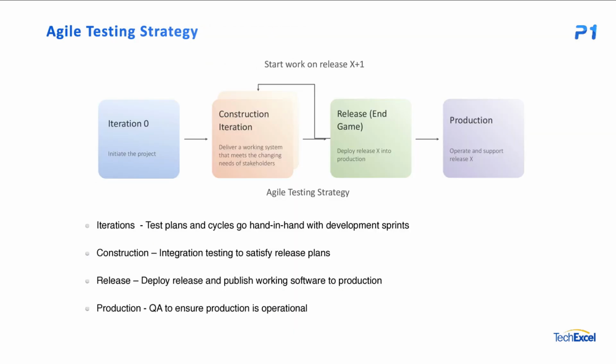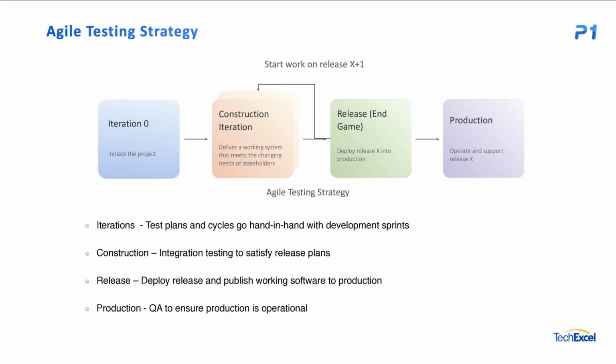So with that view, while development in agile methodologies is about development iterations, which in Scrum terms is a sprint, how do we organize agile testing? You can think of agile testing as a set of continuous iterations of testing.